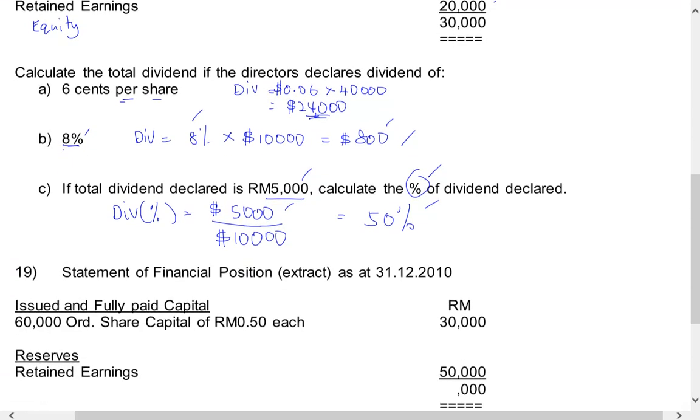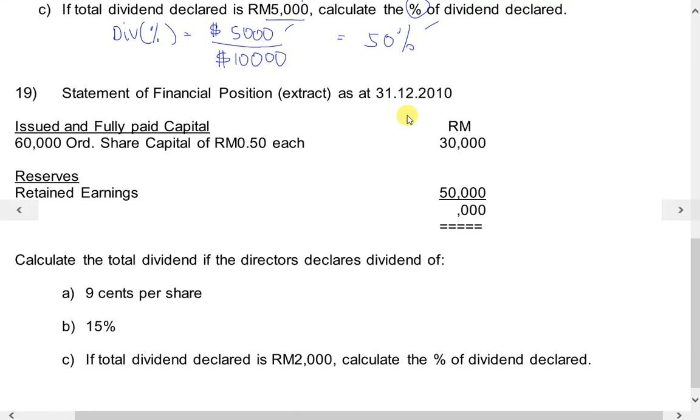Okay, try number 19. 60,000 ordinary shares of 50 cents each will be issued, total value 30,000. And retained earnings is 5,000, so capital plus reserves. Capital plus reserves is equity. Calculate the dividend if the director declares a dividend of 9 cents per share. So 9 cents for every share, and there are 60,000 shares. So total dividend is 5,400.